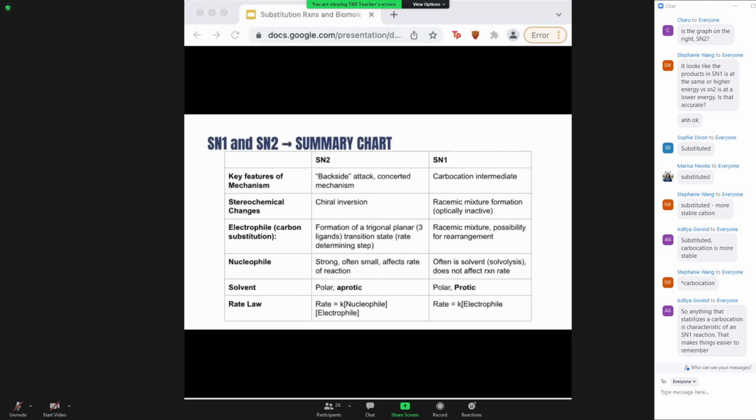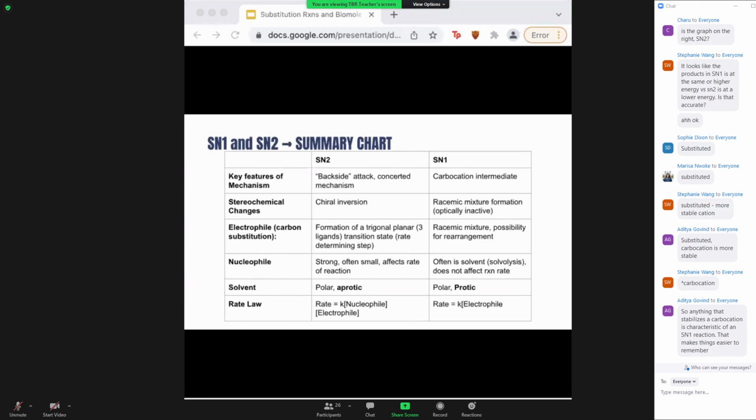Okay, so anything that stabilizes a carbocation is characteristic of an SN1 reaction. Yes, exactly, because that is the rate determining step of your reaction, that first step where the leaving group leaves and forms a carbocation. So things that make that first reaction occur quicker will make the reaction more favorable. And it forms quicker if it's more stable.